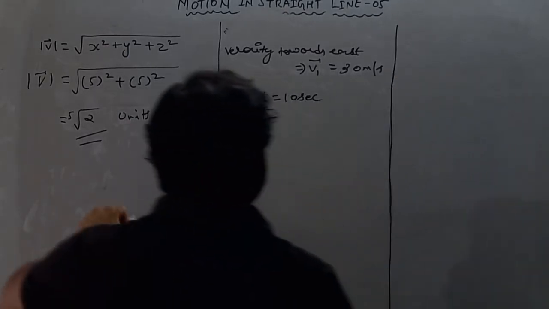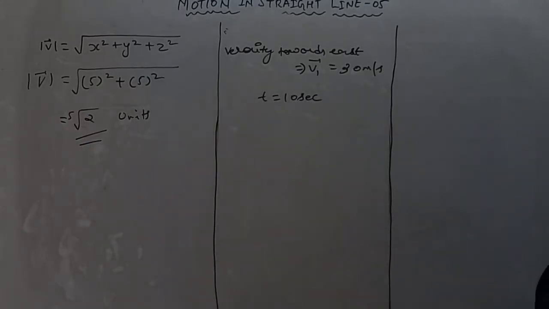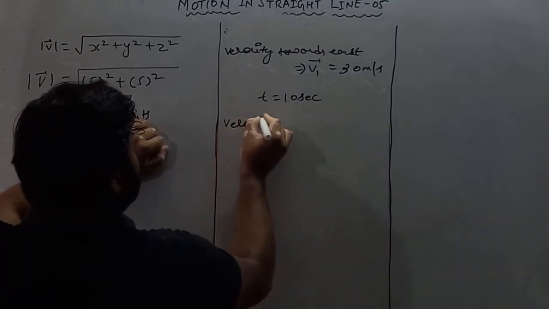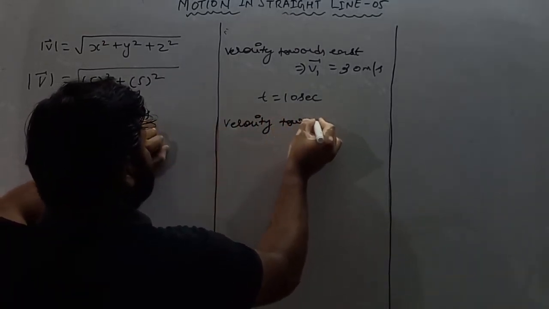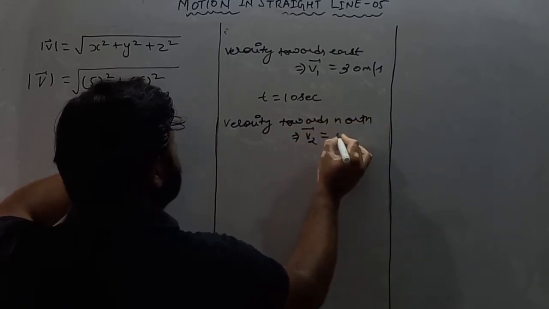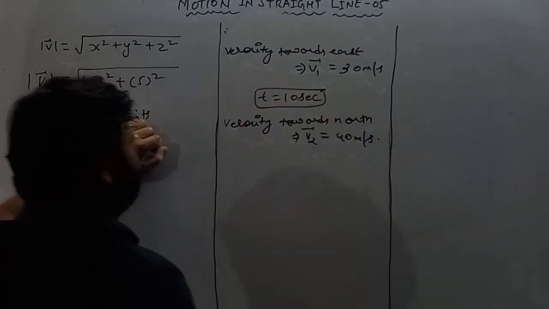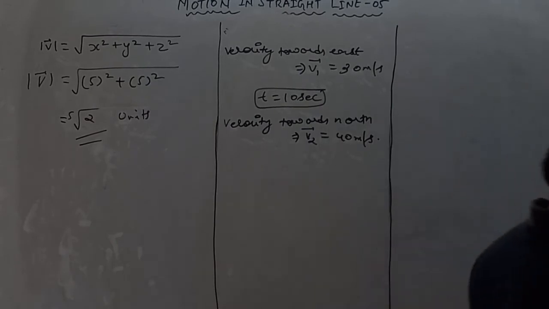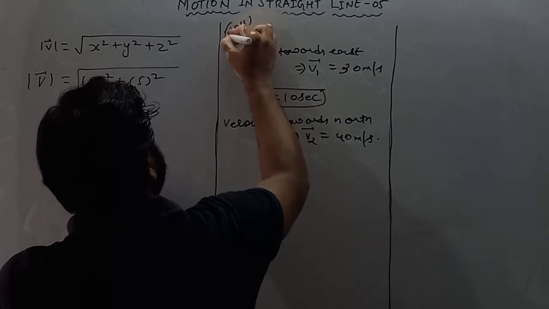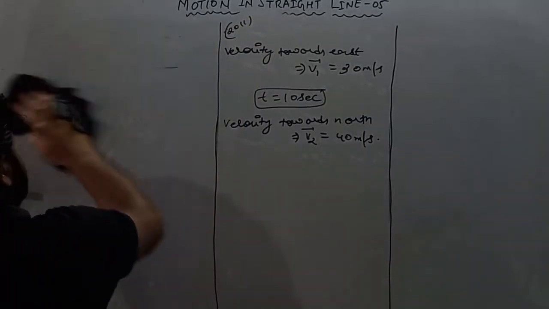They are saying that after moving east, now the velocity is towards north. So velocity towards north, let's suppose we'll write it as v2. It is equal to 40 meter per second. After t equals 10 seconds, the direction and magnitude of velocity change. This question is from 2011, my dear student. So try to find the value of average acceleration.